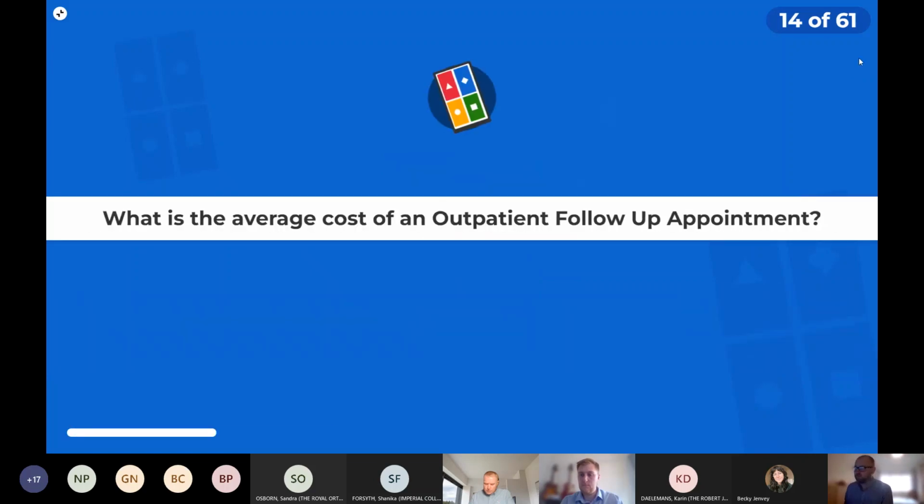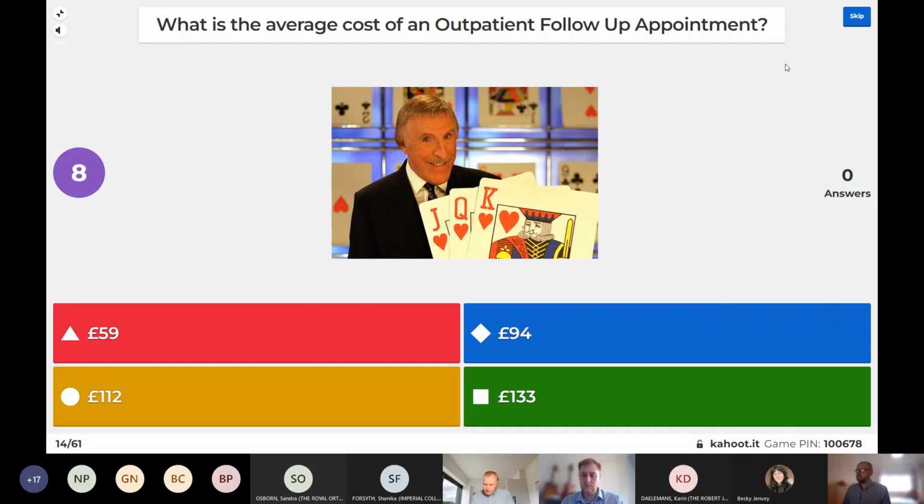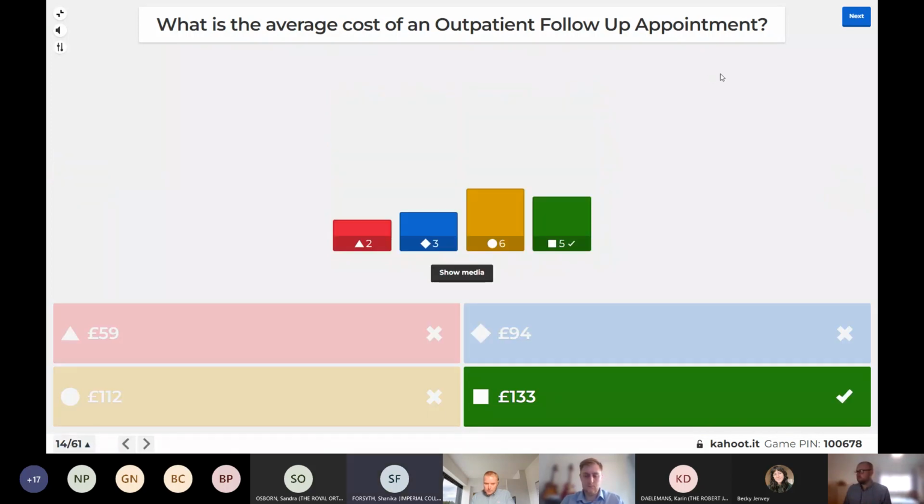Right, so on your phone, everybody, or whatever you're using. So what is the average cost of an outpatient follow-up appointment? If you try to press it on the shared screen, obviously that's not what you need to do, you need to do it on your phone or anything if you're struggling. Anyway, so we've got 5 people got it right there. £133 is the average cost.